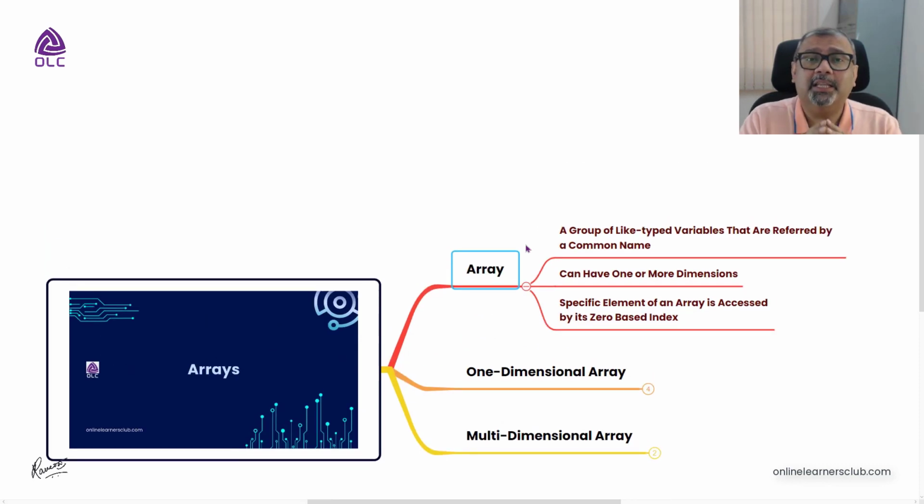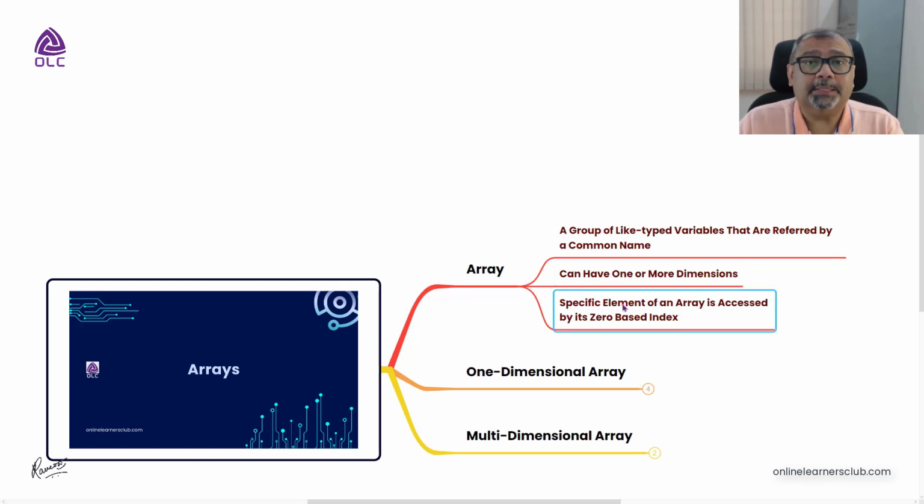An array is nothing but a group of like-typed variables. For example, a group of numbers, like an array of 4 numbers, or an array of hobbies where each hobby is a string data type, which could be given a common name. That's the basic concept: they are all of the same type. And they can have one or more dimensions. You can have a one-dimensional array, a two-dimensional array, etc.